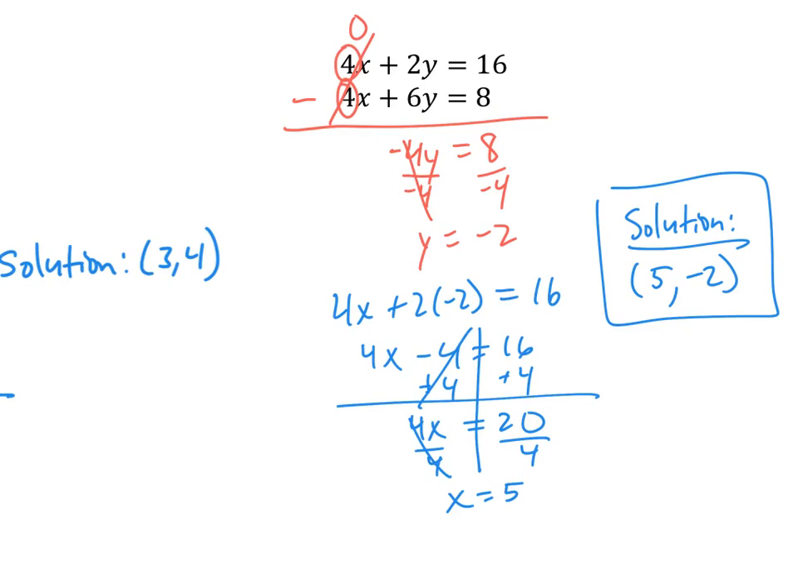Okay, so the goal of the elimination method, just to summarize, is that we add or subtract the equations together to get rid of one of the variables, and then we solve for the other variable. And then we take that value and substitute it back into our equation to find our final variable.